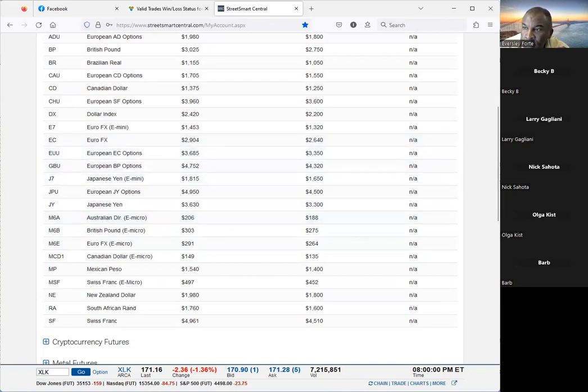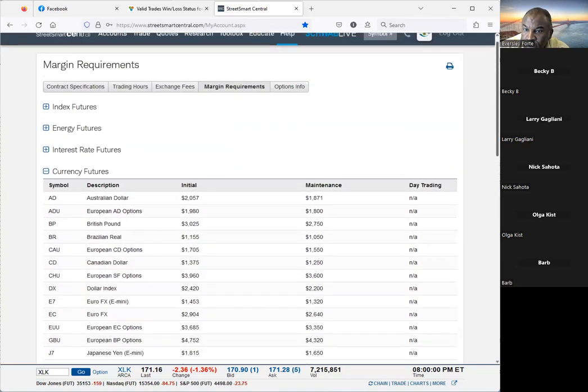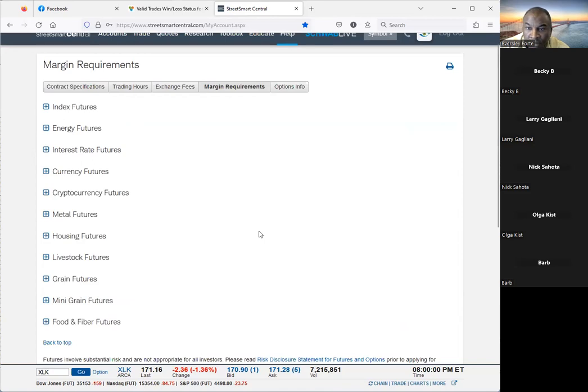Now, on the platform and whatever broker you have, you should have all of the futures. If you have futures available at your broker, this type of information should be available. I'm on Street Smart Central, which has all this beautifully laid out. This used to be Options Express, and when Schwab acquired Options Express, they really didn't change anything on the platform except the name at the top of the screen. They changed from Options Express to Schwab Street Smart Central. So this is a platform I've been trading on since 2006.